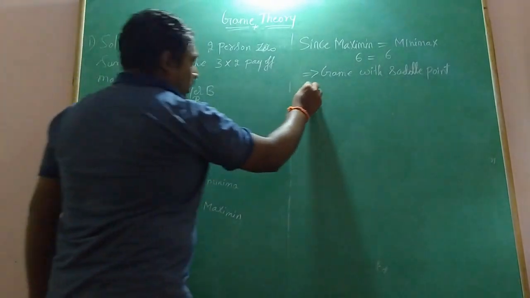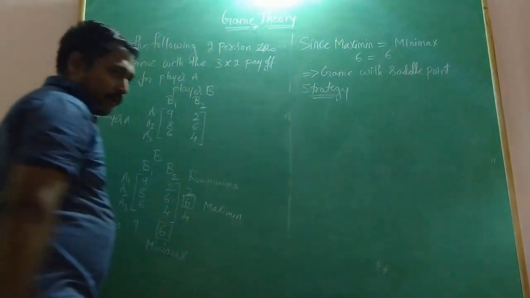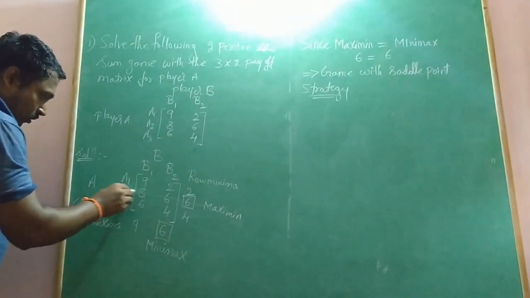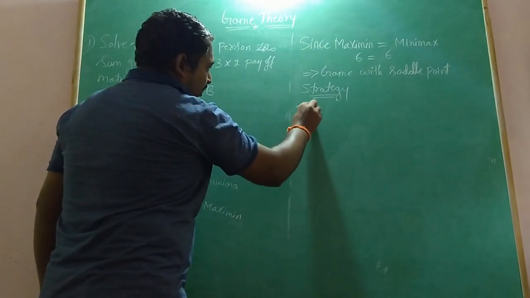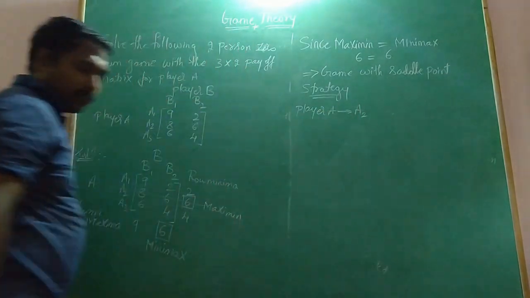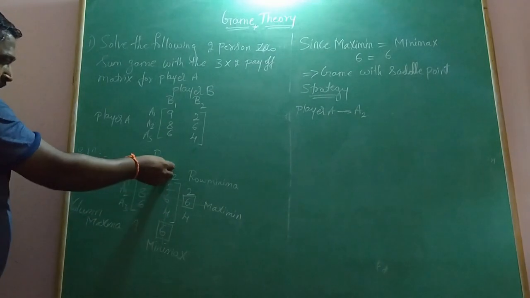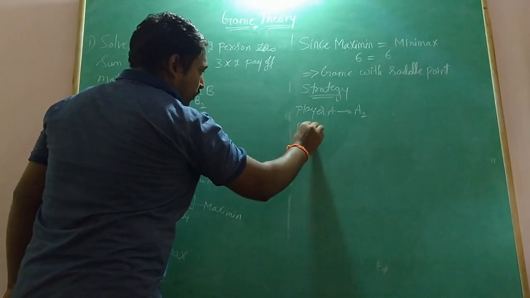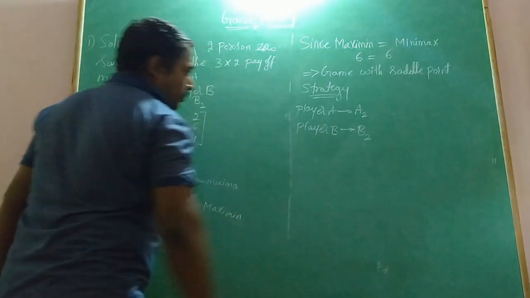Then to determine the strategy for each player, corresponding to the maximin value, if you draw a horizontal line, the respective strategy is A2. Therefore, the strategy for player A is A2. Similarly, corresponding to the minimax value, if you draw a vertical line, the respective strategy is B2. Therefore, for player B, the strategy is B2.